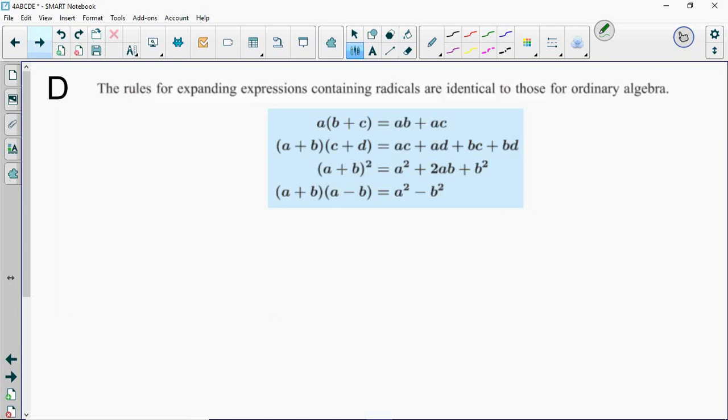Section D is about multiplying. So we need to remember all the stuff we had from chapter 3 with expansion. We definitely want to be on the lookout for our shortcuts from back in chapter 3. So a plus b squared, a minus b squared, or a plus b times a minus b. But in general, we're just going to use the distributive property.